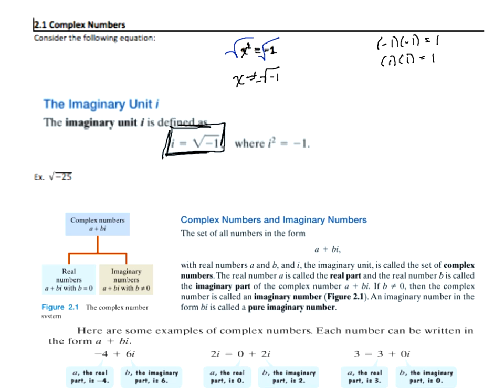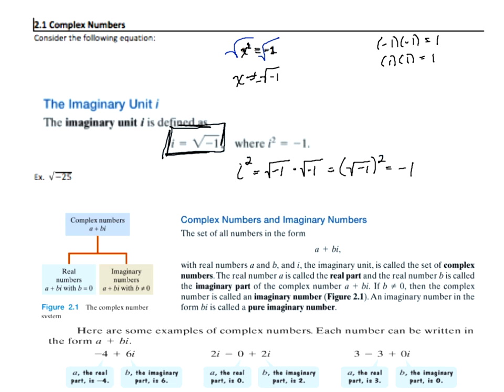Therefore, if we have i squared, and we'll talk more about this in just a minute, we would have the square root of -1 times the square root of -1, which is the square root of -1 squared. When you square a square root, they undo each other. They are inverse operations, and we're just left with -1.